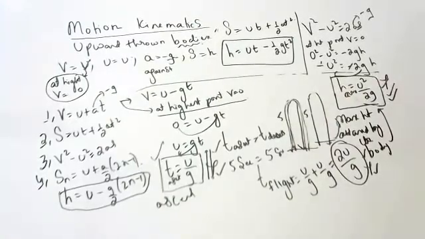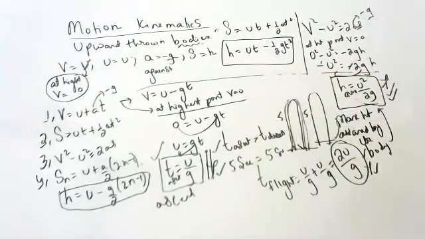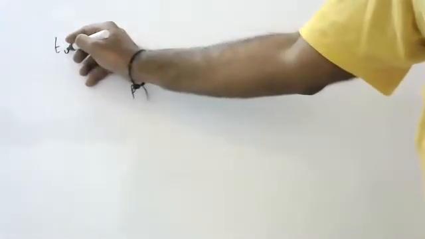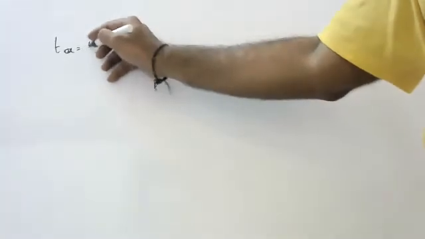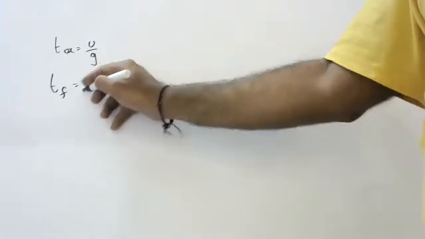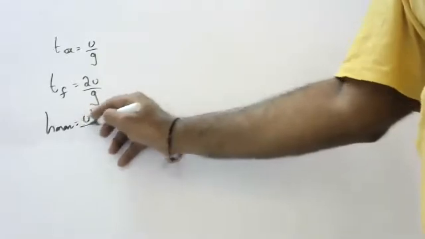So these are upward thrown bodies. Tomorrow I will teach projectiles, children. Till then, we will do 3-4 numericals based on this, so that you will have understanding. And in the description of my video, I will give many numericals you can practice. So today we have discussed these formulas, children. Time of ascent is equal to u by g. Time of flight is equal to 2u by g. Maximum height attained by the body, u square by 2g.